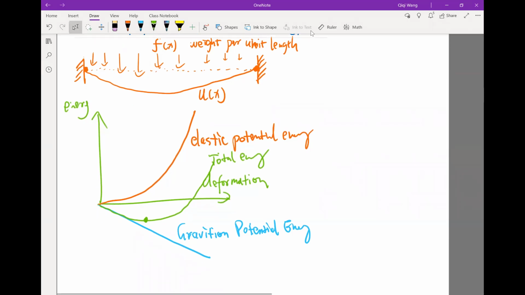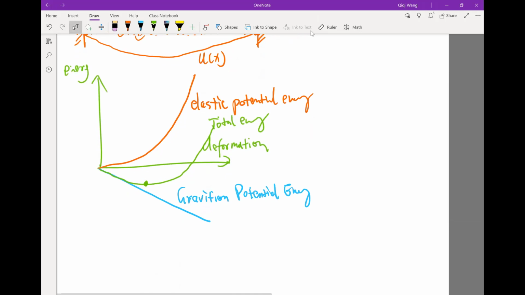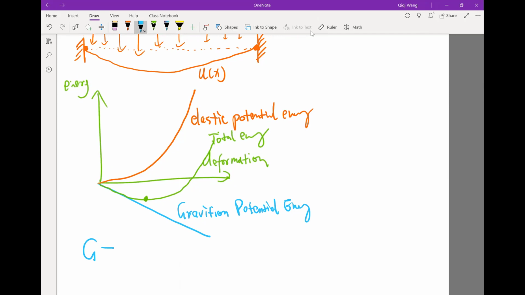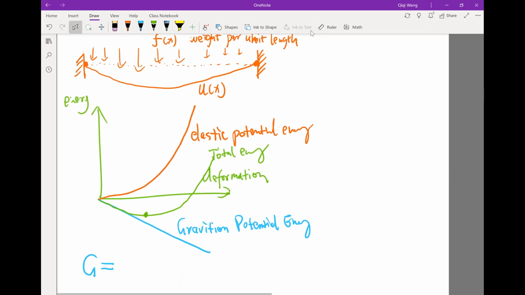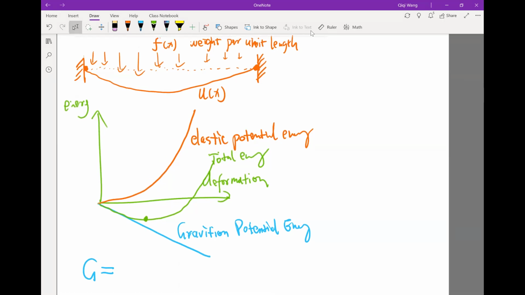Okay, so let's first figure out what the gravitational potential energy is. Let me just call it G. The gravitational potential energy is equal to, actually, what is it? Can somebody tell me how you figure out the gravitational potential energy as a function of u(x)?